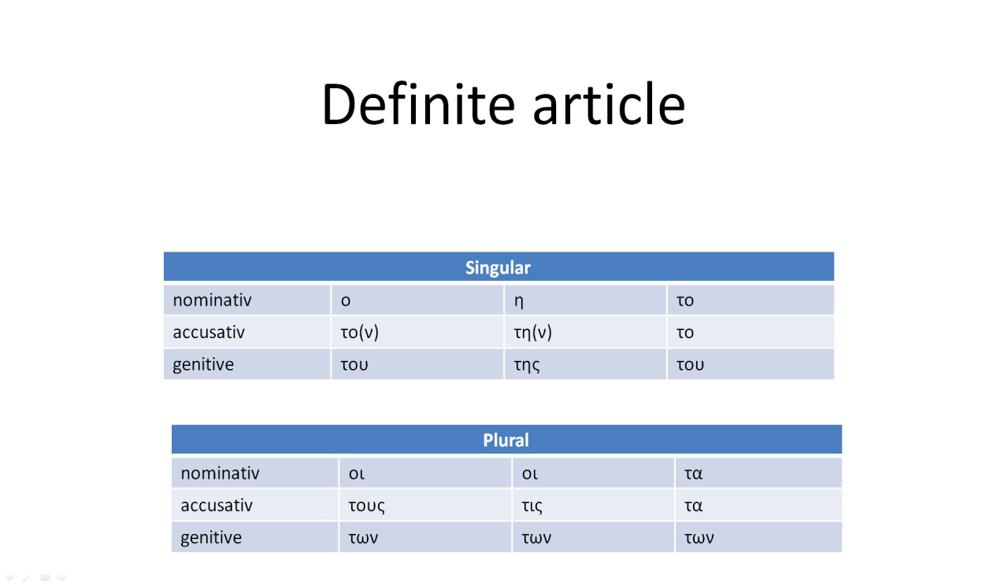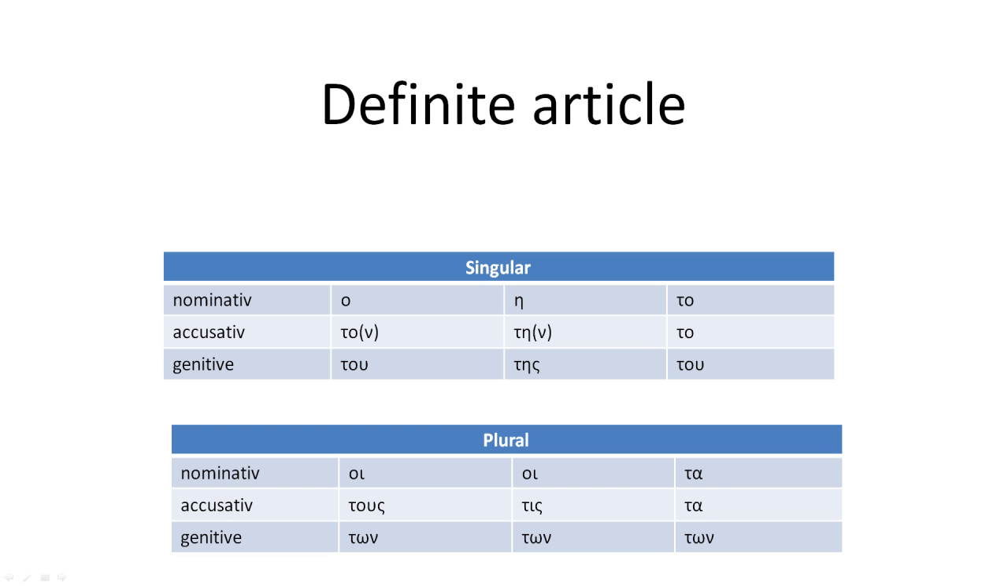As I told you earlier, the definite article also has plural. So for the masculine, we have οι in nominative, but οι with omicron iota, τους in accusative, and των in genitive. For the feminine, we have οι in nominative, once again with omicron iota, τις in accusative, and των in genitive. For the neutral, we have τα in nominative, τα in accusative, and των in genitive. But enough with the theory, because sometimes it tends to make things more complicated than they really are.